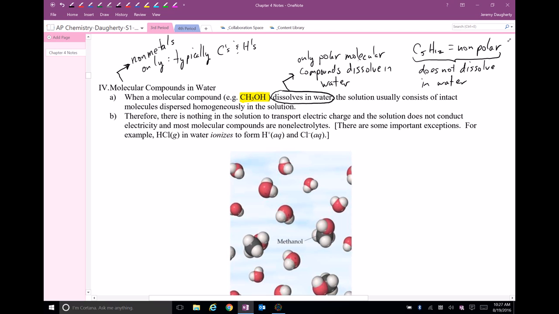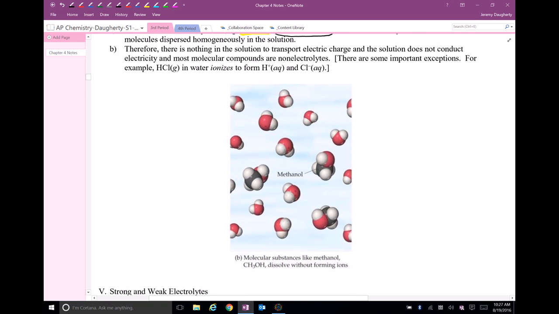So what I often like to say is just those molecular compounds, they just get wet. When we dissolve them in water, all they do is get wet. So here's an example of methanol, CH3OH, and you can see the water is still surrounding it. I mean, it's still mixed between it, but it's not really broken up at all. It stays together. That CH3OH stays together. Now this is a polar compound, so a polar compound does dissolve in water.